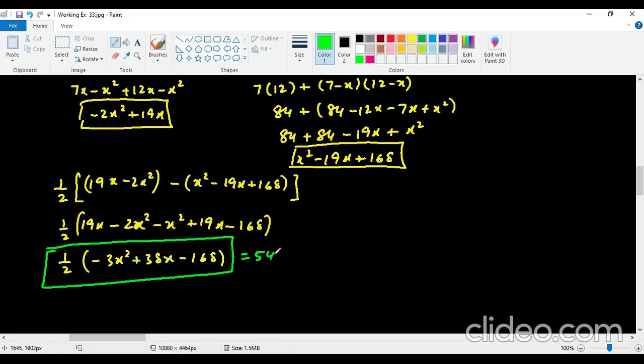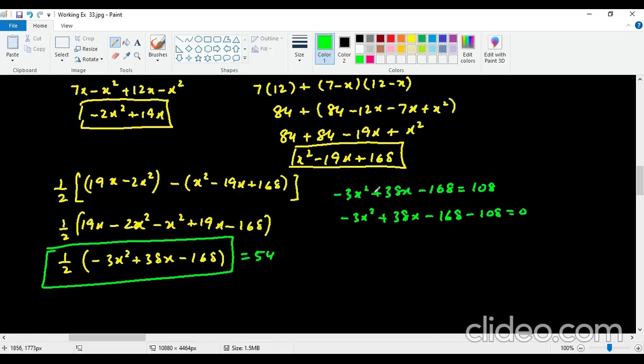I will rewrite this, and I take this 2 on the other side and multiply 54 to give me minus 3x square plus 38x and minus 168 equals 108, because this 2 is multiplying with 54 to give you 108. This gives us minus 3x square plus 38x minus 168 minus 108 equals 0.